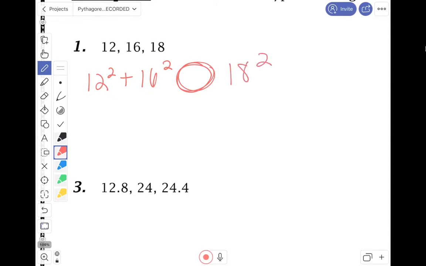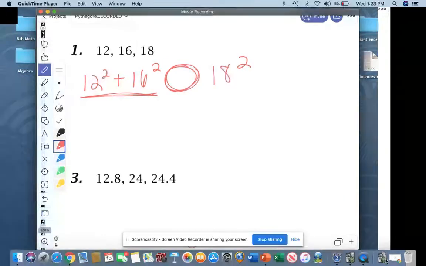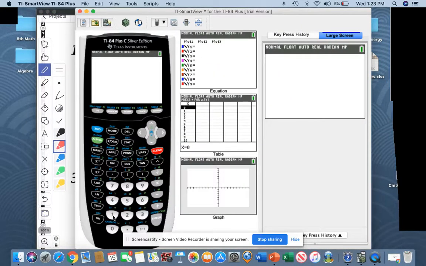Well, what I do is I put this in my calculator. So I put 12 squared plus 16 squared in the calculator. What happened to my calculator? Here we go. 12 squared plus 16 squared equals 400. Well, then I also need to know what 18 squared is, because that's on the other side.